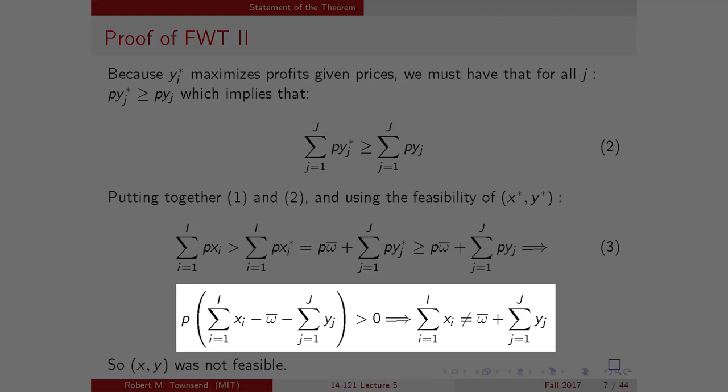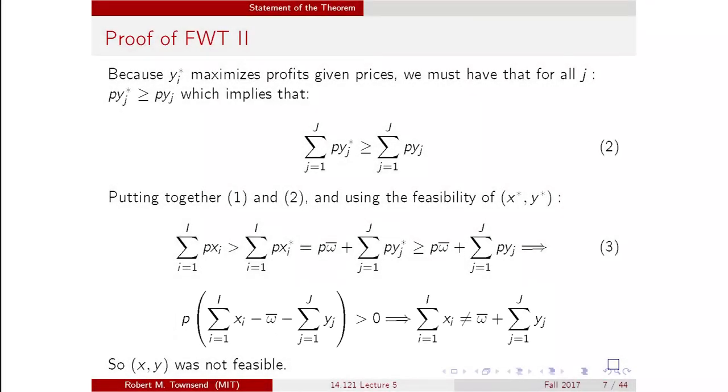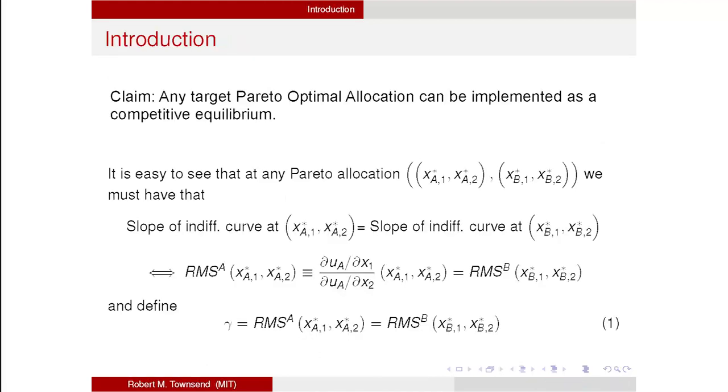Why? Because this supposedly Pareto dominating point has to be feasible in the sense of the resource constraint, which means this has to be zero for each component. But by the argument achieved, it can't be zero for every component, or this could not be greater than zero. So it is not true that it's feasible, and that's the contradiction. So it's a big proof by contradiction.